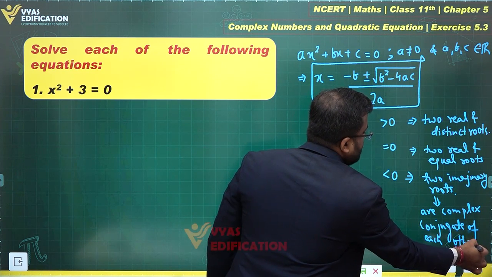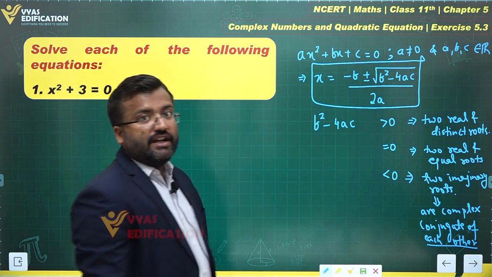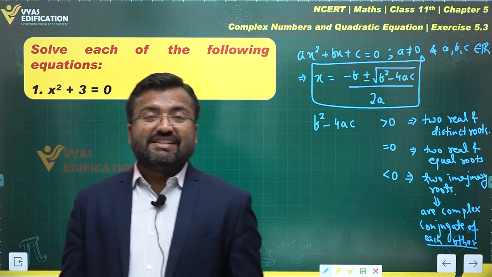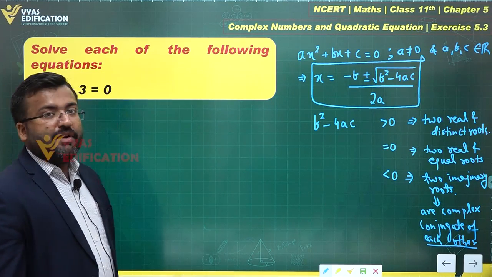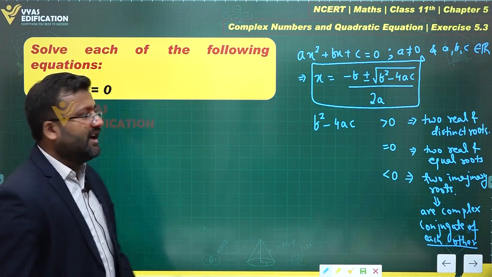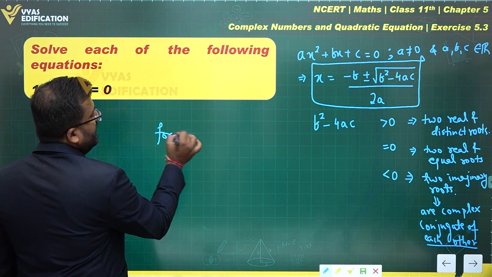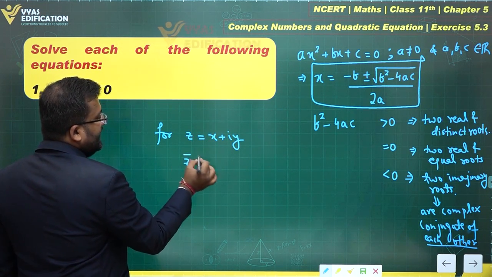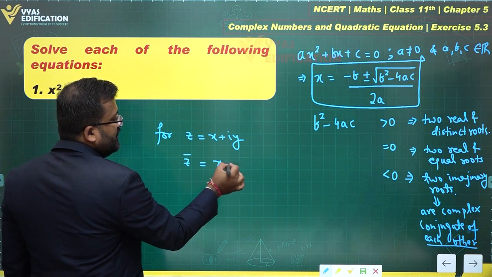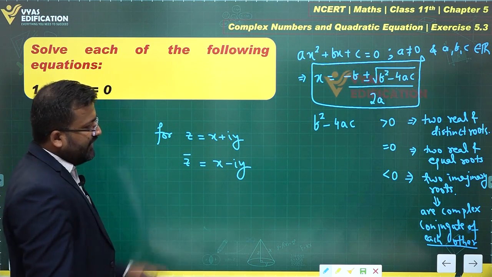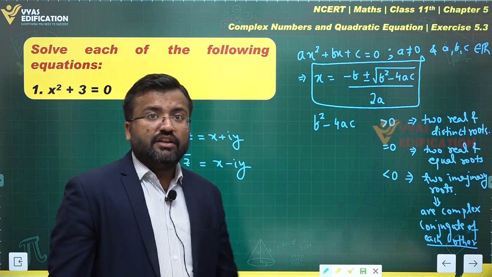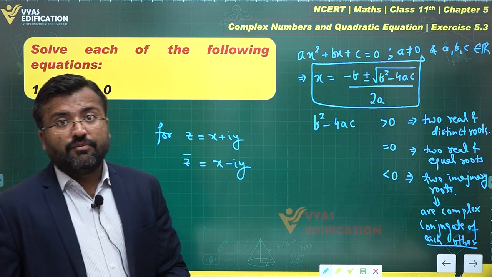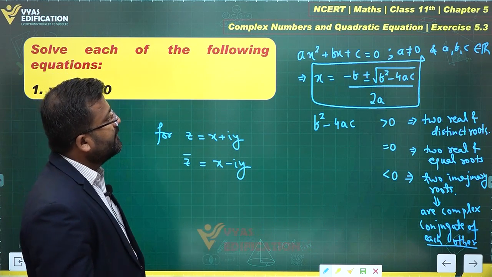What do you mean by conjugate? If you may recall, the complex conjugate of a complex number z equals x plus iy is denoted by z bar, which is equal to x minus iy. And we'll also observe that the two imaginary roots that we obtain are always in this kind of a conjugate complex pair form.